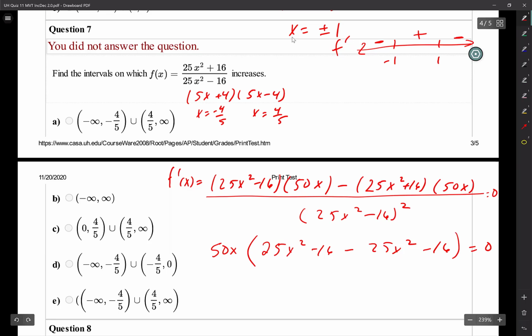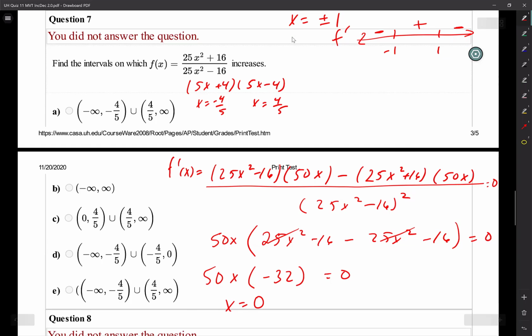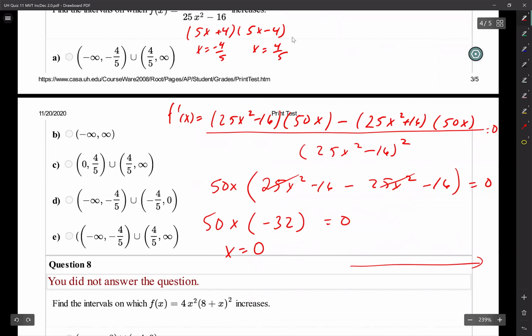Are we still okay, guys? Okay. Here's my 50x. The 25x squareds cancel out, and you have a negative 32. Look at that. The only x value that I get is 0. I do a railroad track. Yep. Negative 4/5, 4/5.